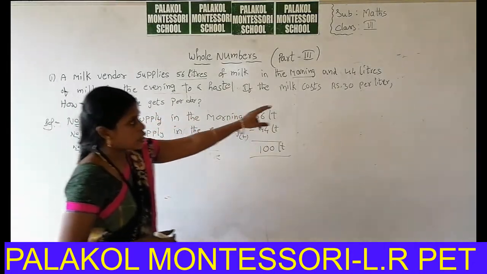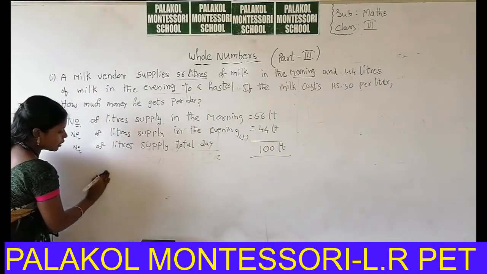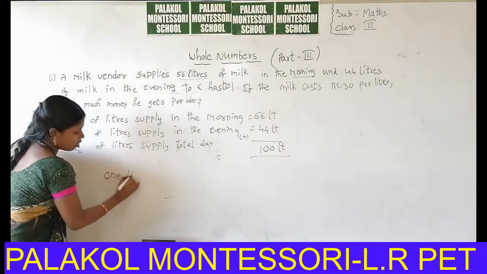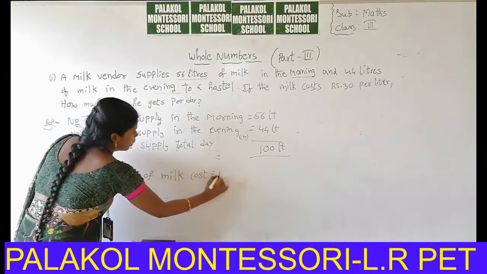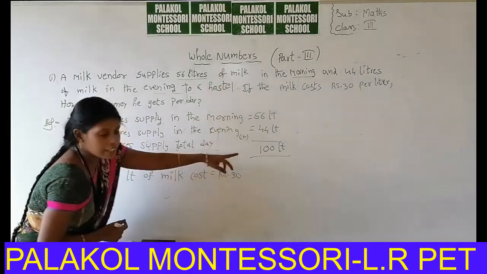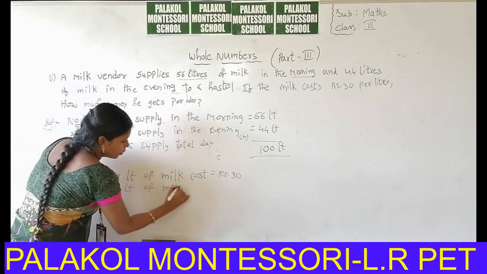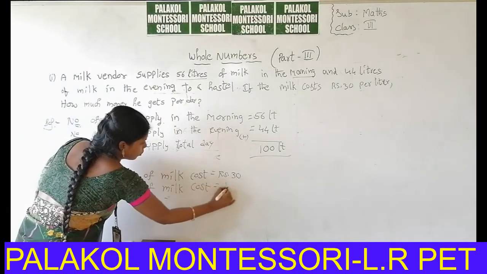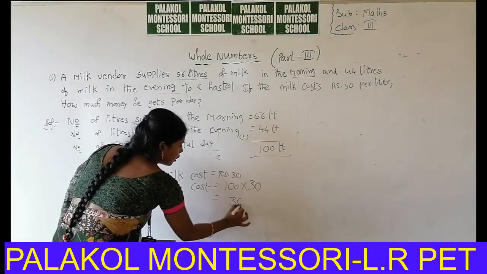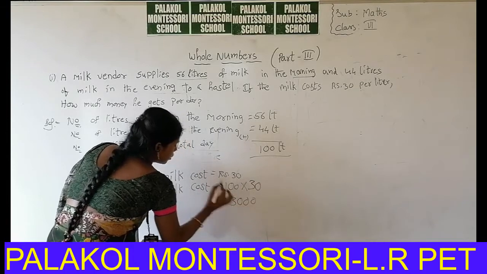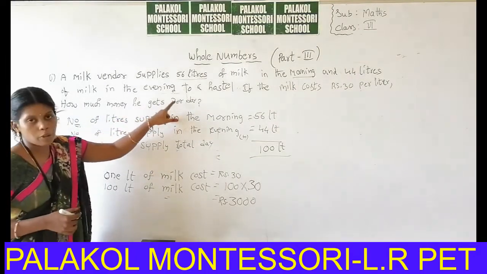But the milk cost per liter, 1 liter of milk cost is equal to 30 rupees. But 100 liters of milk cost is equal to 100 into 30, that is nothing but 3000 rupees. So he gets 3000 rupees per day.